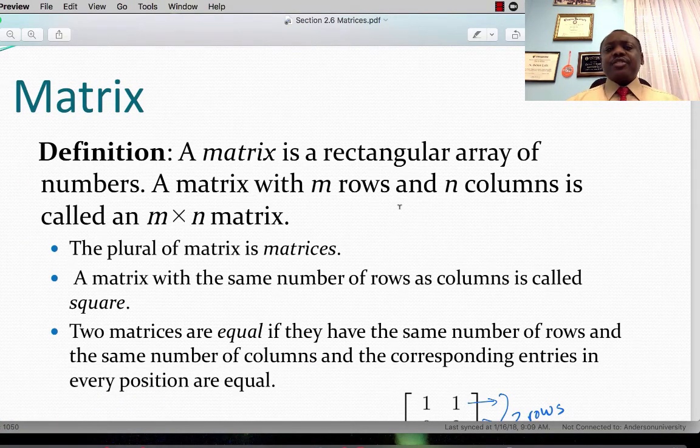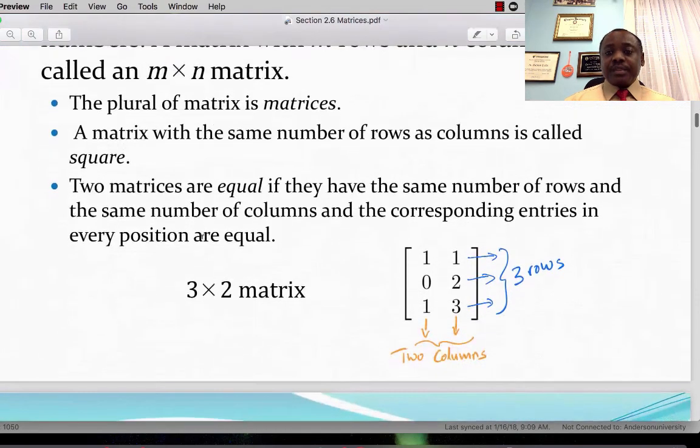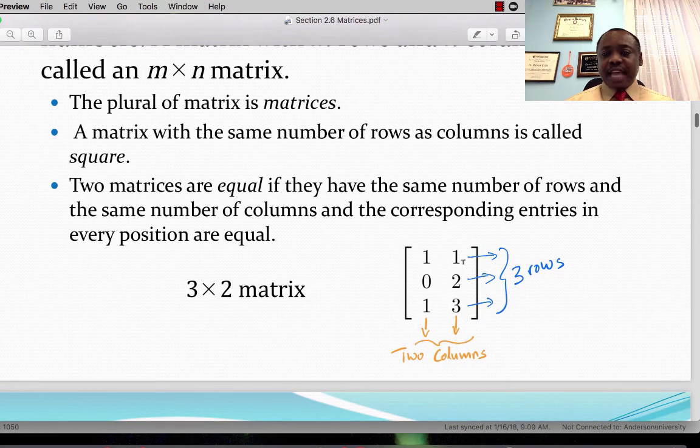Definition. A matrix is a rectangular array of numbers. It has rows and columns. If we say a matrix is an m by n matrix, it means that it has m rows and n columns. So right here, this matrix has 1, 2, 3 rows and 1, 2 columns. So it's a 3 by 2 matrix.